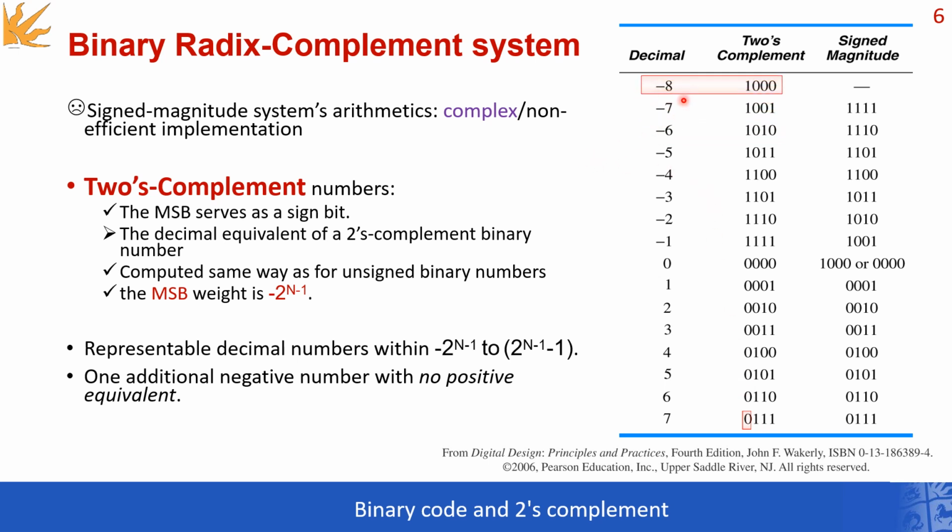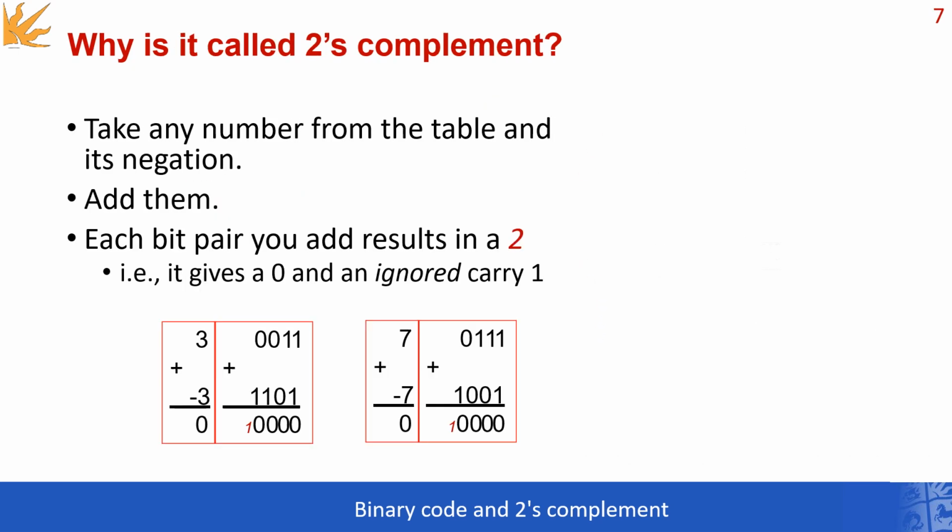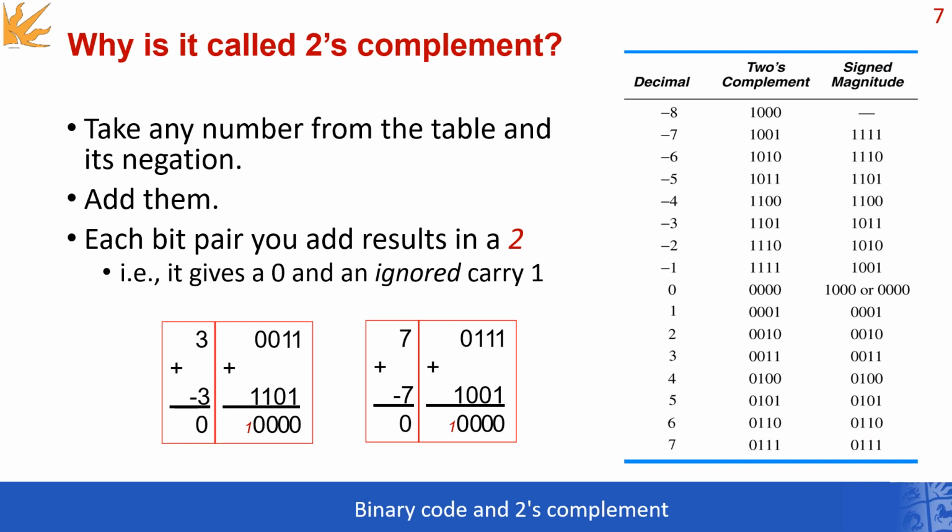And we also note that this extra negative number has no positive counterpart. Now, I'm sure that most of you by now would be wondering why we call it 2's complement. Well, there's an explanation for that. If you go to this table and take any number from it, and then also take its negation, and you add them, adding each pair of bits, you will realize that the result is always 2, which gives, of course, a 0 as a result and an ignored carry.